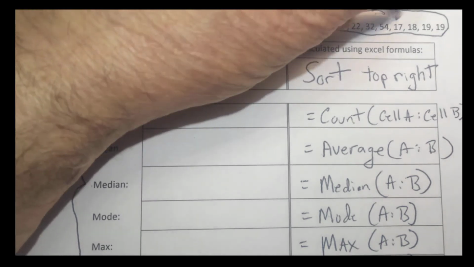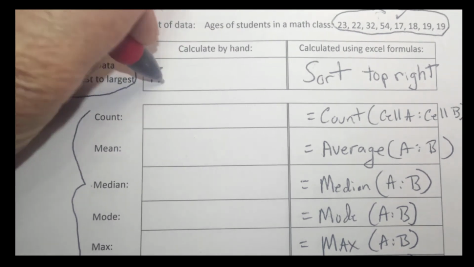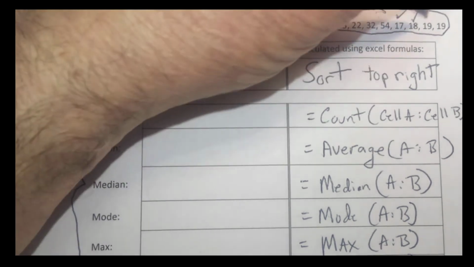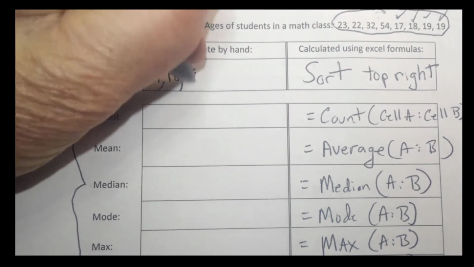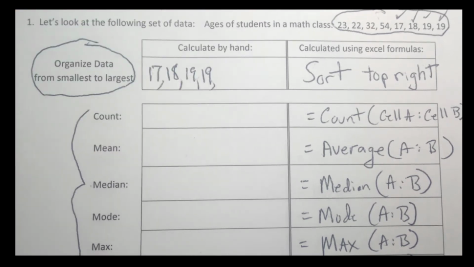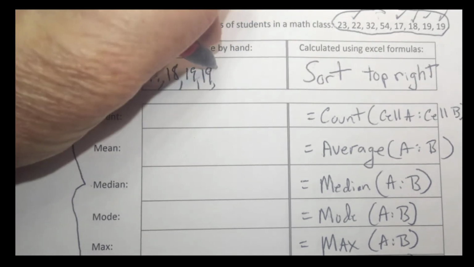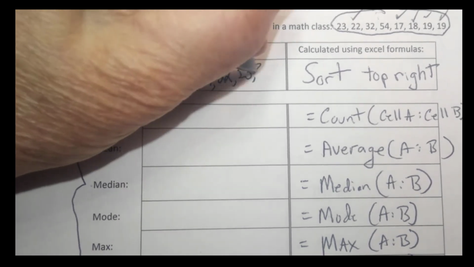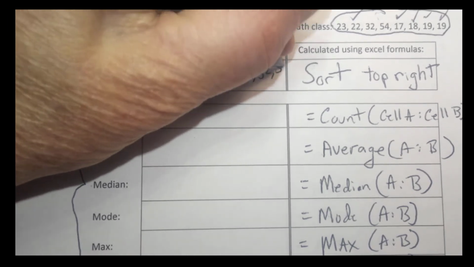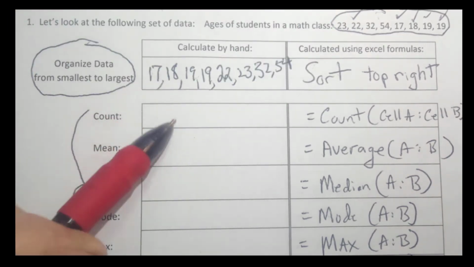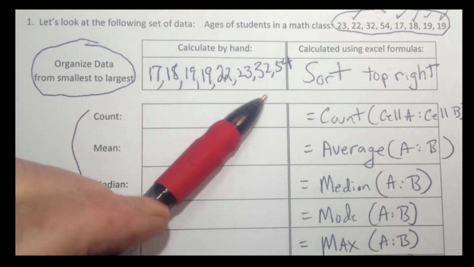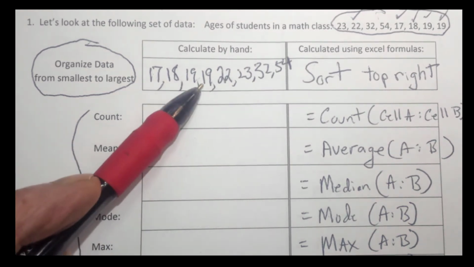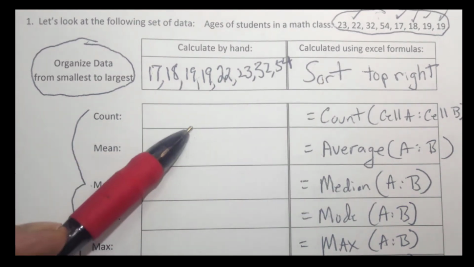And so the smallest number is 17 years old. And then I have one 18, two at 19, one at 22, one at 23, one at 32, and one at 54. So that is from smallest to largest. It's really easy to do with Excel. You just use the sort function and it does it automatically, but we'll get to that after we do these.